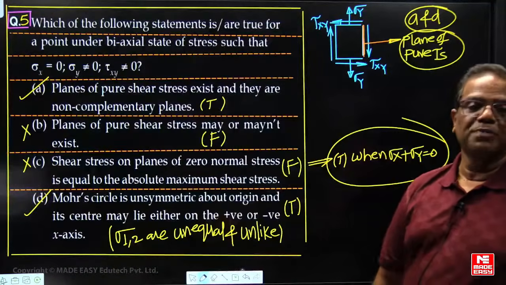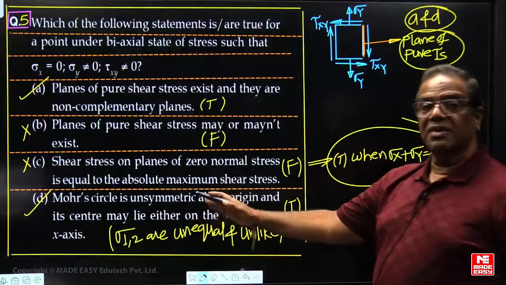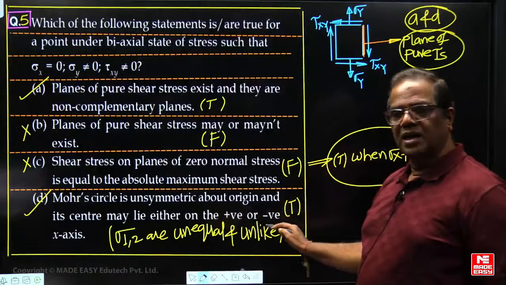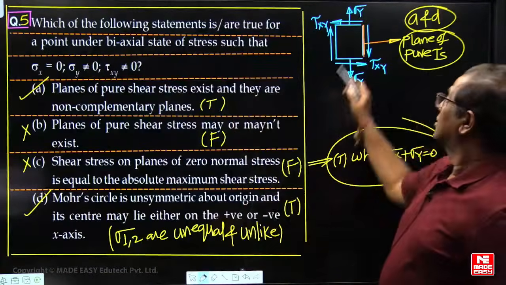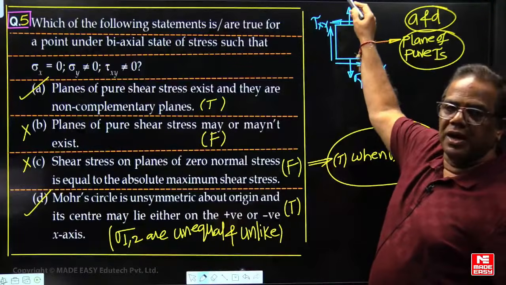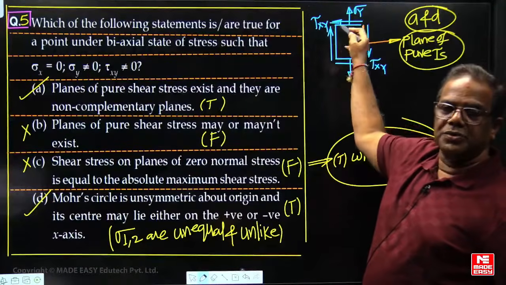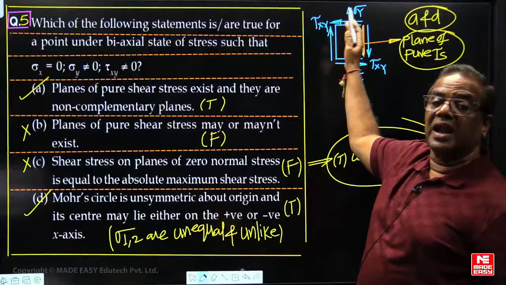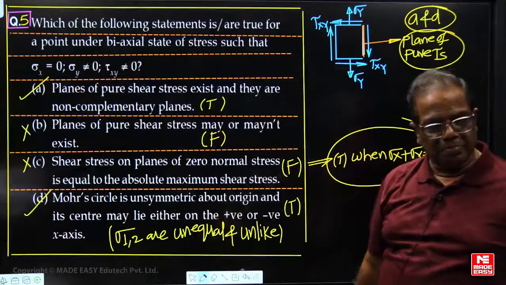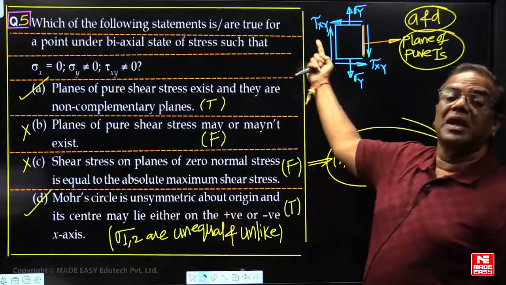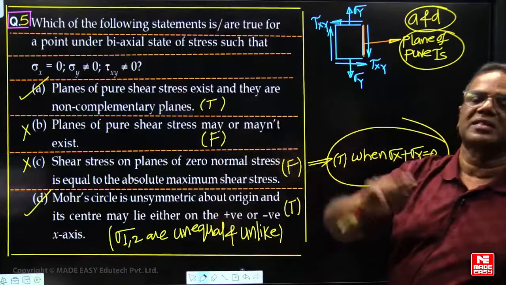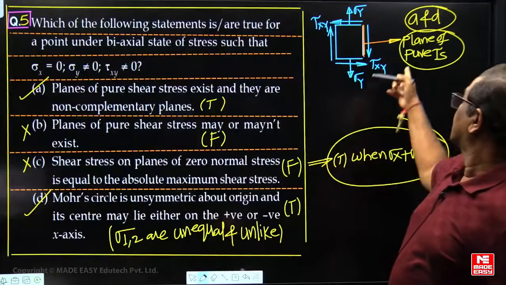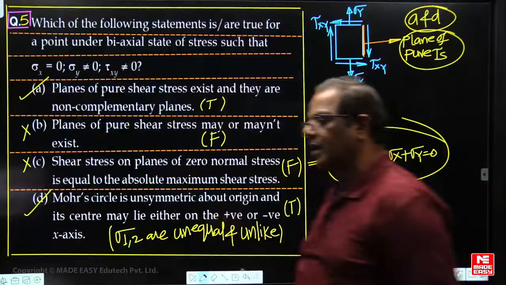If the sigma 1 is positive, then center will lie on positive x-axis. If sigma 1 is negative, center will lie on negative x-axis. So in this case sigma y positive है, then sigma 1 is also positive. In this case Mohr circle center lies on positive x-axis पे रहेगा. Suppose sigma y negative हो जाए तो Mohr circle center will lie on negative x-axis पे रहेगा. So answer for the question is A and D.